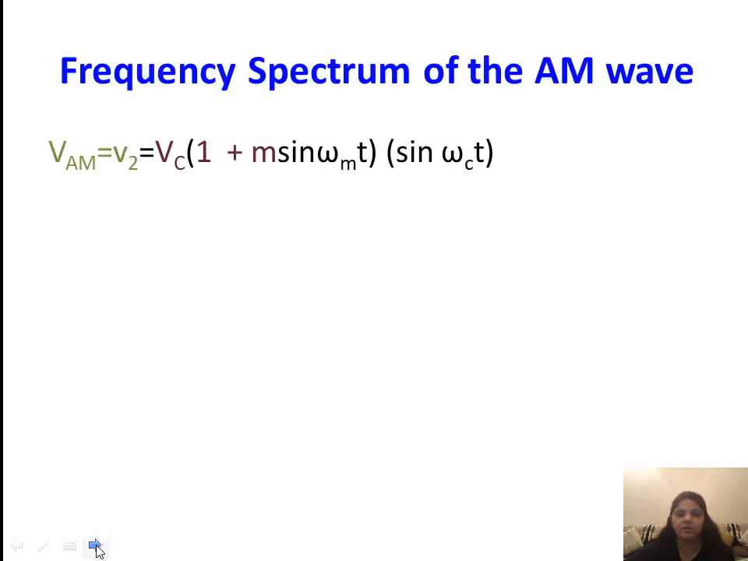So, in the last video, we derived the equation of VAM, the amplitude of the modulated wave, that is the AM wave. It is equal to Vc (1 + m sin ωm t) sin ωc t, where small m, the modulation index, is equal to Vm upon Vc. It is the ratio of the maximum amplitude of the modulating signal to the maximum amplitude of the carrier signal.